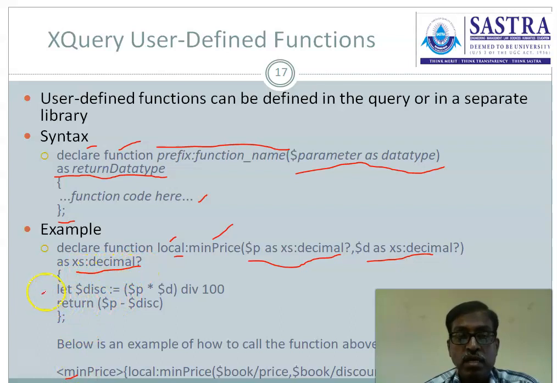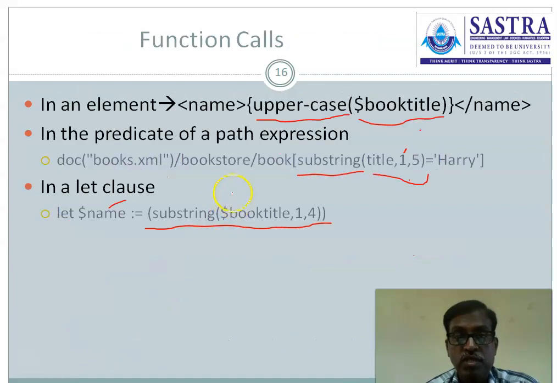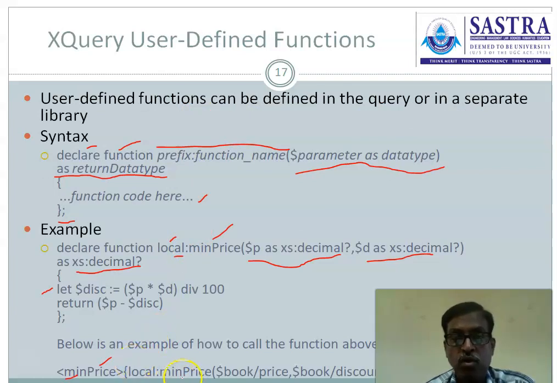What I am doing here: let $disc, I am multiplying $P and $D and dividing by 100. The result of that expression is stored in $disc and returned $P minus $disc. Obviously the return type is decimal, so I am getting a decimal. So the usage is min price, right? Usage is within the angle brackets. How to call the function? For calling the function, as I said, by name. See here, function name min price, local min price, and the condition should be given.